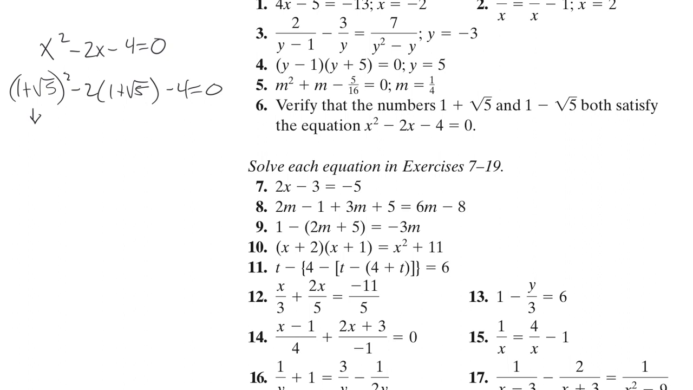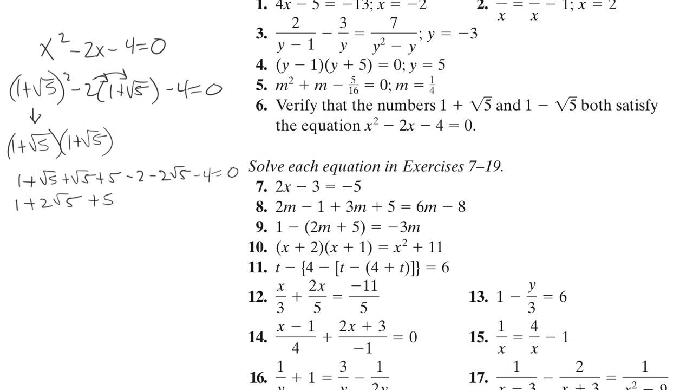Foiling, crab method, whatever. That's 1 plus the square root of 5 times 1 plus the square root of 5. What is this? This is 1 plus the square root of 5 plus the square root of 5 plus 5, right? And then if I distribute that, that's minus 2 minus 2 times the square root of 5 minus 4 equals 0. And this is 1 plus 2 times the square root of 5 plus 5 minus 2.